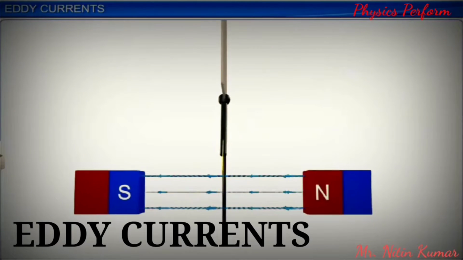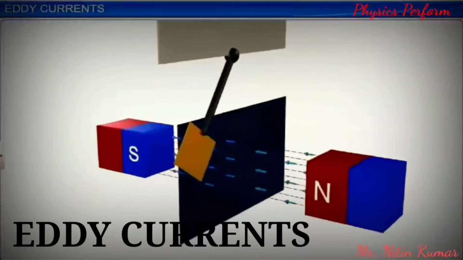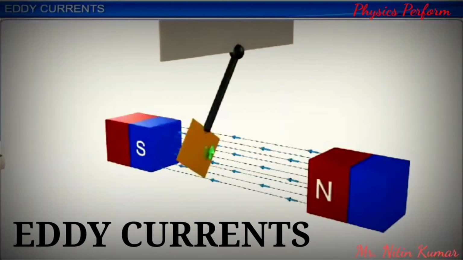As the copper plate enters the field, the changing magnetic flux induces an EMF in the plate, which in turn causes the free electrons in the plate to move, producing circulating eddy currents.